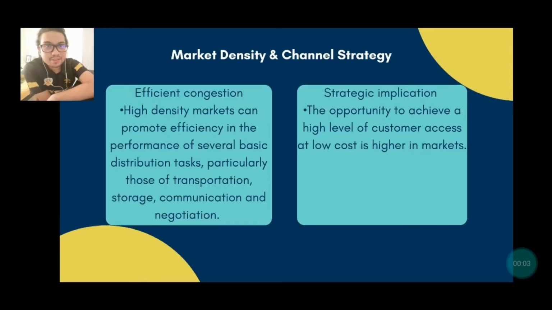Next is market density and channel strategy. Okay, firstly, we can see the efficient congregation. What is the efficient congregation? It means that high density markets can promote efficiency in the performance of several basic distribution tasks, particularly those of transportation, storage, communication and negotiation.